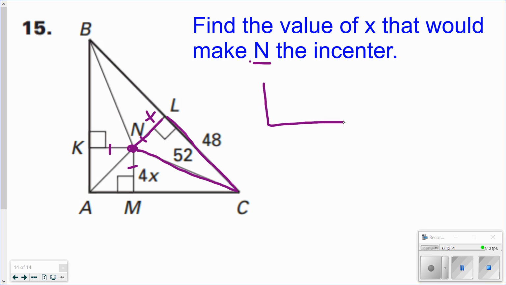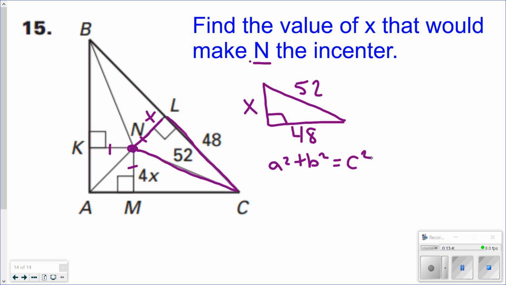All right, I'm going to redraw my triangle. So I have x. This is going to be 52, and this is 48. So I just redrew that purple triangle so I can see it better. All right, so a squared plus b squared is equal to c squared. Let's solve for x. X is going to be a, so I'll call this a squared. B is going to be 48, so I have 48 squared is equal to c squared, which c has to be 52 because that's my hypotenuse, so 52, and I'm going to square that.